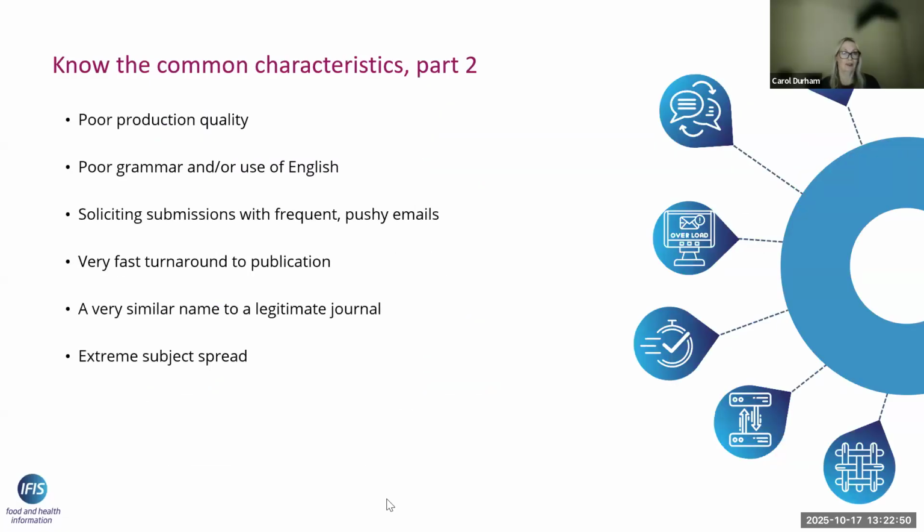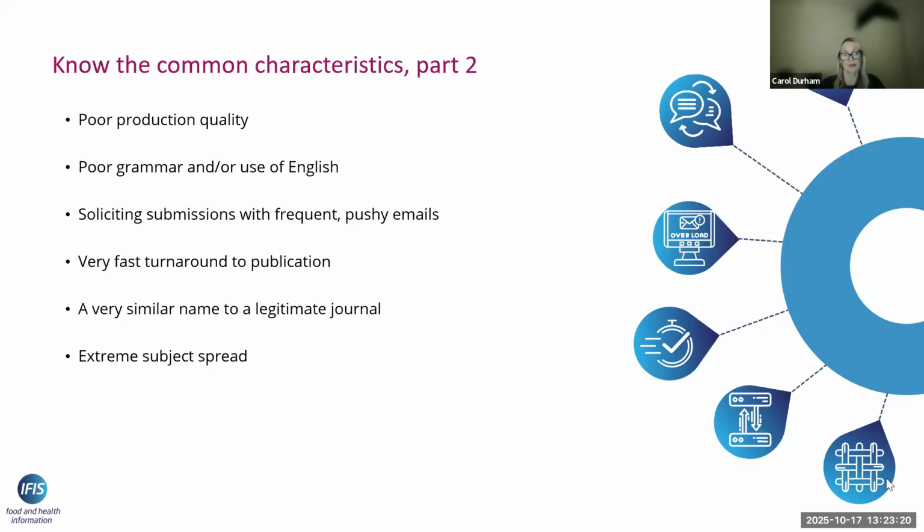So some other common characteristics are poor production quality, poor grammar, poor use of English. And a key factor is that they will often solicit manuscripts by email with frequency. So they like to stroke people's ego. They like to say, oh, you're a great scholar, please submit to our journal, etc. And they do it repeatedly. Well, normal journals, they don't really do this at all beyond the occasional call for papers.